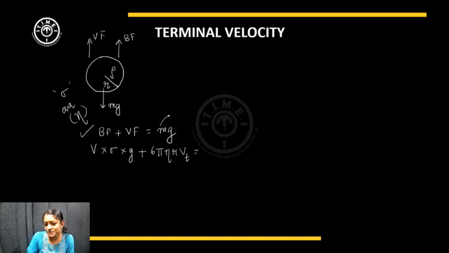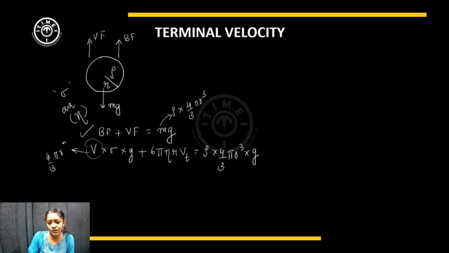Here I am going to give a substitution for this mass, that is the mass of the sphere. We know density is equal to mass by volume, so mass is equal to density into volume, right? So what is the density of the sphere? It is rho, and the volume of the sphere is 4 by 3 pi r cube. So rho into 4 by 3 pi r cube into g. Here also, in place of the volume of the sphere, you can give the same substitution, 4 by 3 pi r cube.